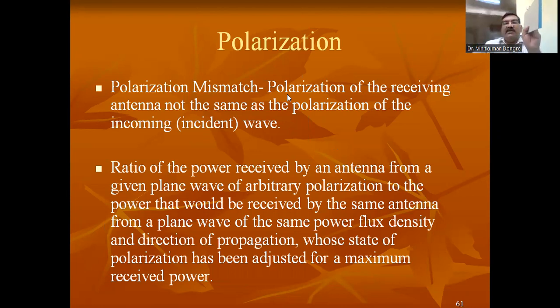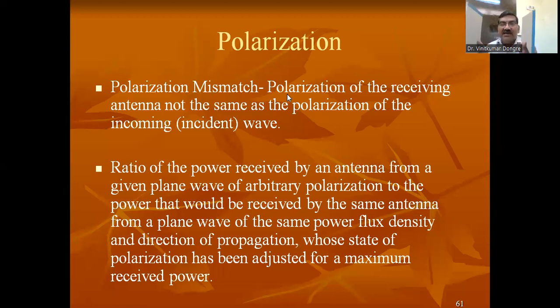Its electric vector is rotating this way. It is also horizontal polarization. So if I keep one antenna this way and one antenna this way, both are linear and both are horizontal, but this is the polarization mismatch. And with this polarization mismatch, whatever the gain is, it will not get the impact of that gain.